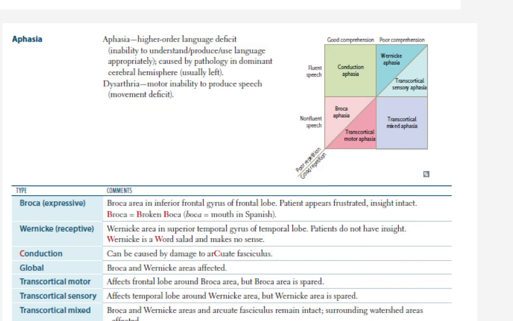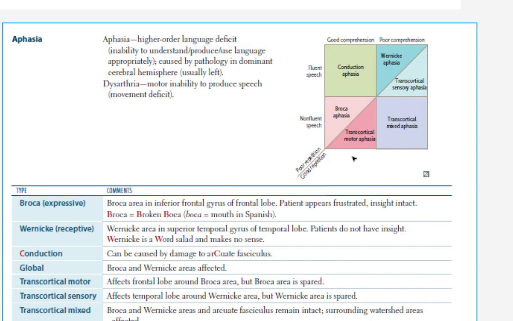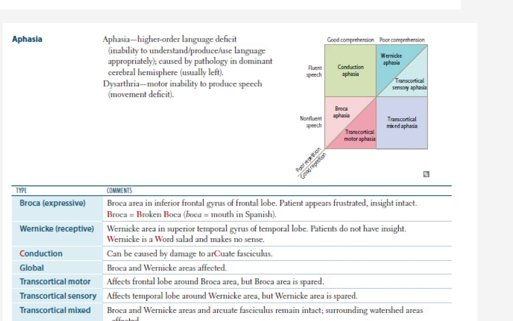Okay. Global aphasia: now imagine global aphasia is when Broca and Wernicke are both affected. Imagine a huge middle cerebral artery stroke. Both Broca and Wernicke die. Everything is lost. The patient cannot speak, cannot understand, cannot repeat, cannot read, and cannot write. This is usually caused by a very large middle cerebral artery infarct.